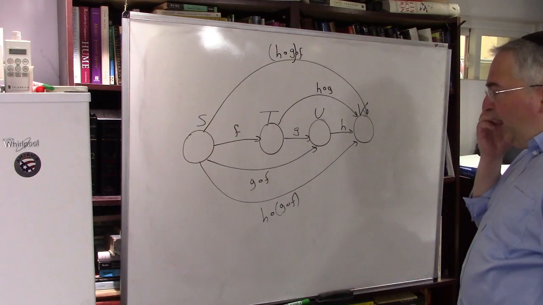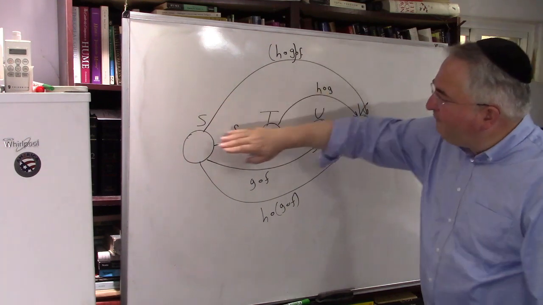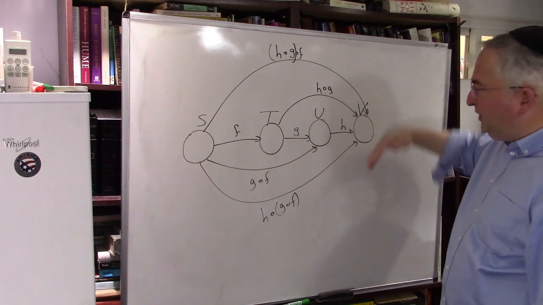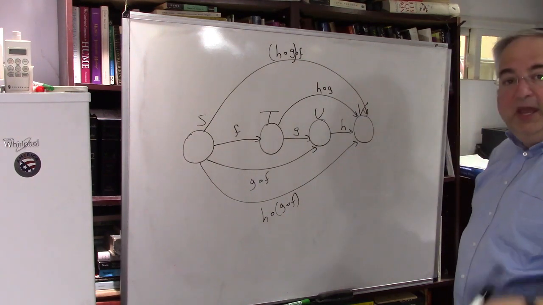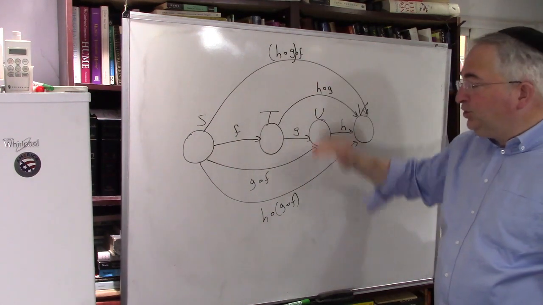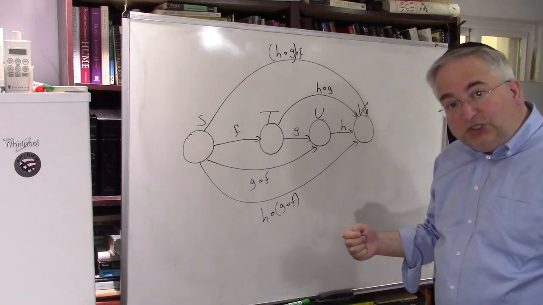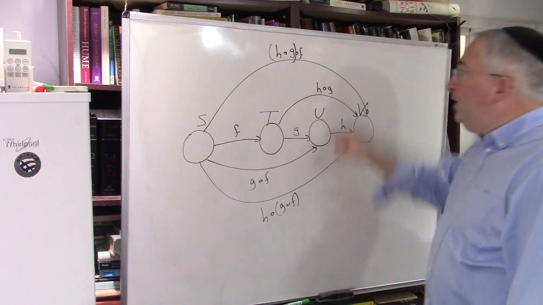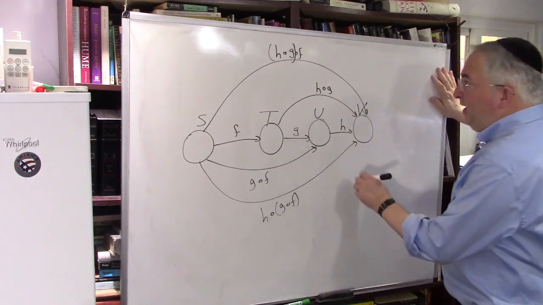Okay, so now I have a function from S to V like this, and a function from S to V like this. Okay, it turns out function composition is associative. It's not commutative, but it is associative. This is equal to this. Let's write it out like this.